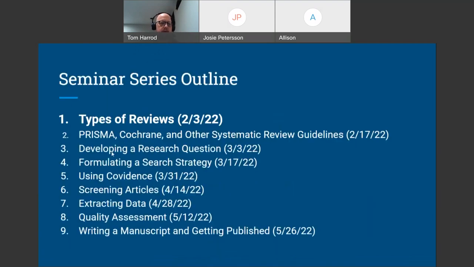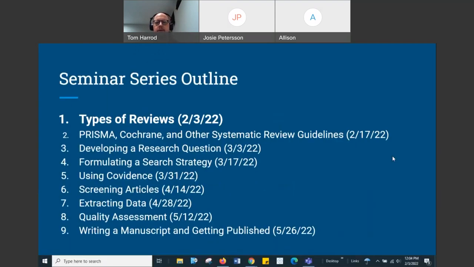On this slide, you can see a rundown of what the future sessions will be, and it roughly goes chronologically, as if you were doing a systematic review. So I go through the steps piece by piece as it goes along.